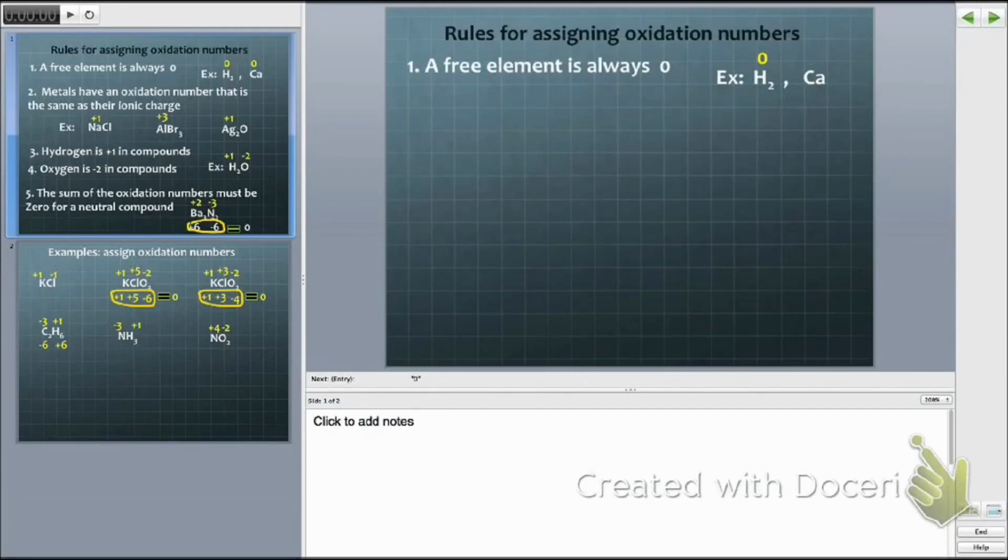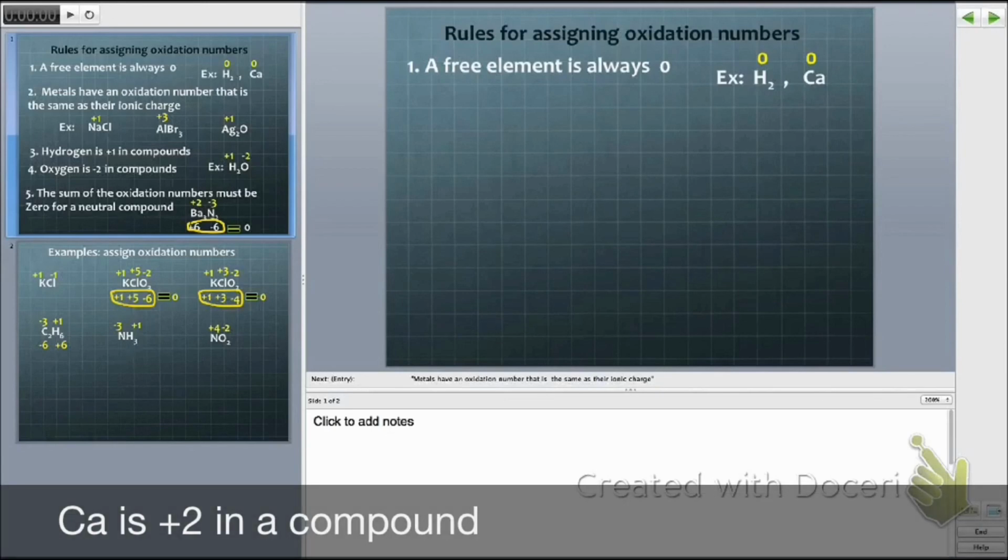All right, so hopefully this makes sense. Our next example is calcium. It's just the calcium by itself, so it's 0. But it's in group 2. And what do we know about group 2? Their charge is always +2, but that's only when they're in compounds. So as long as it just says Ca and nothing else, it's a free element, and it's got to be 0.